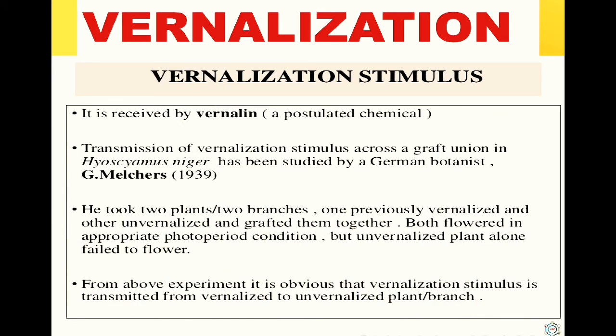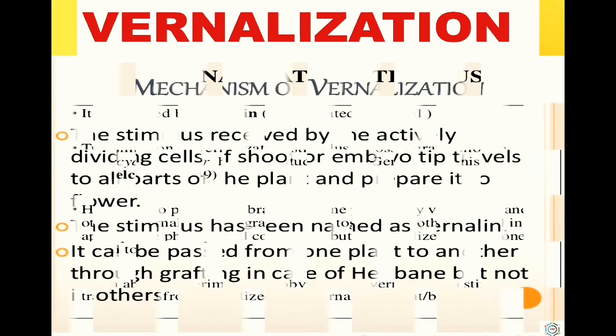Vernalization stimulus. Several experimental evidences suggest that the flowering stimulus is synthesized in the meristematic cells as a result of a specific cold treatment. So the vernalization stimulus is received by vernaline. Transmission of vernalization stimulus across a graft union in Hyoscyamus niger has been studied by a German botanist, G. Melchers. He took two branches, one previously vernalized and the other unvernalized, and grafted them together. Both flowered in appropriate photoperiod conditions, but the unvernalized plant alone failed to flower. From the above experiment, it is obvious that the vernalization stimulus is transmitted from the vernalized to the unvernalized plant or branch.